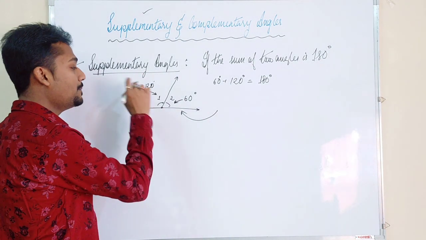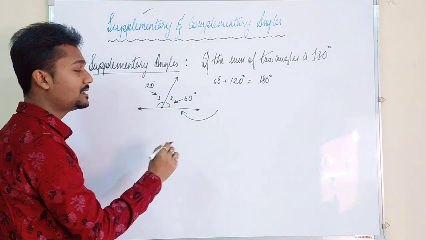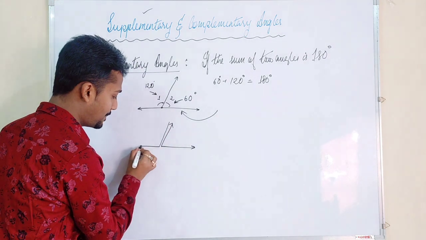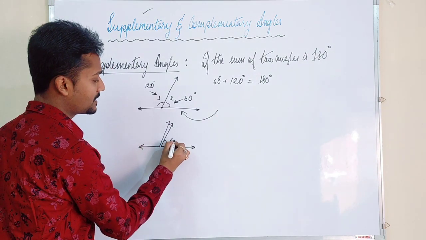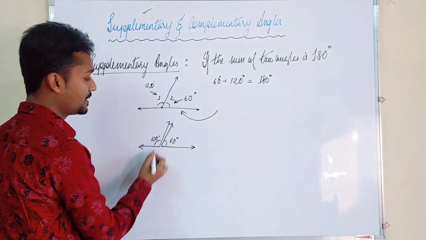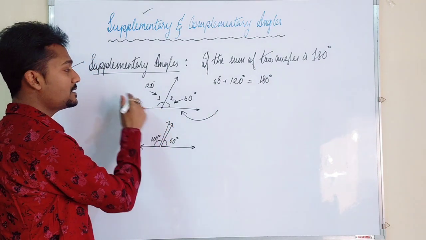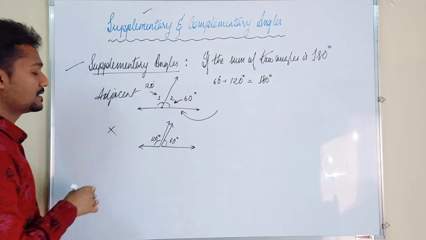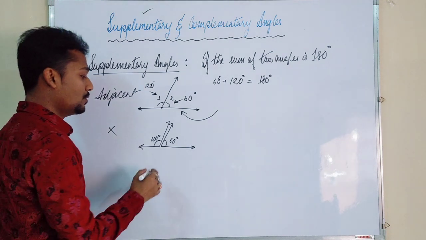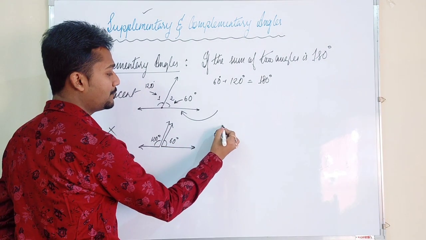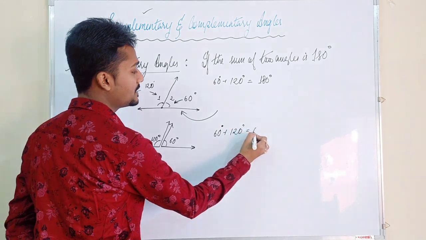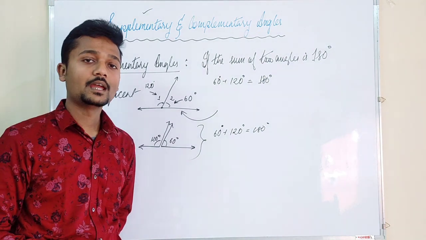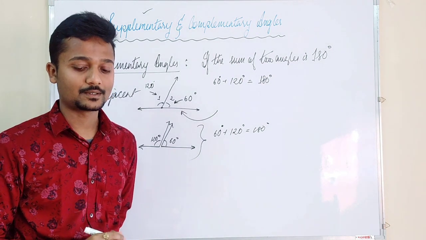Now, it is not necessary that supplementary angles should be adjacent angles. They can be in this form: two separate angles which measure, say for example, 60 degrees and 120 degrees. In the first case it is adjacent, and in this case it is not adjacent, isn't it? So what is the sum total? Again 60 plus 120 is equal to 180 degrees. This is also a supplementary angle. That means supplementary angles may or may not be adjacent.